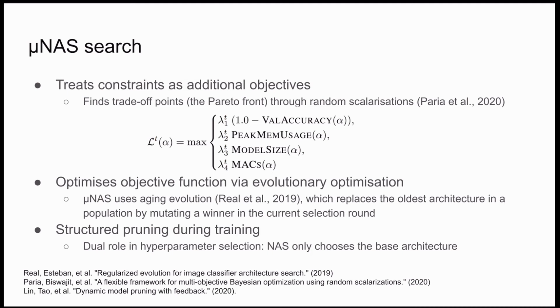And last but not least, model compression is often used to obtain small models that would not have been possible otherwise. And mNAS actually leverages model compression, namely structured pruning, as it trains candidate models. This makes NAS and pruning actually take a dual role in the selection of the width of each layer, in which NAS chooses the base architecture and then pruning compresses it in a very informed way during training.